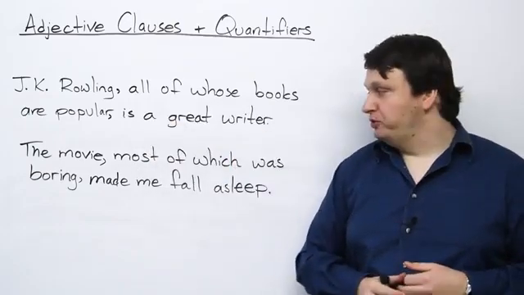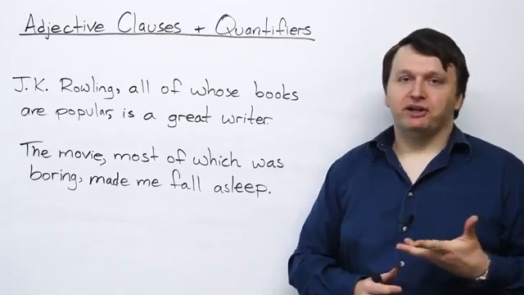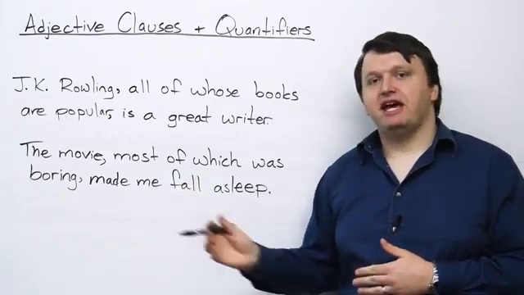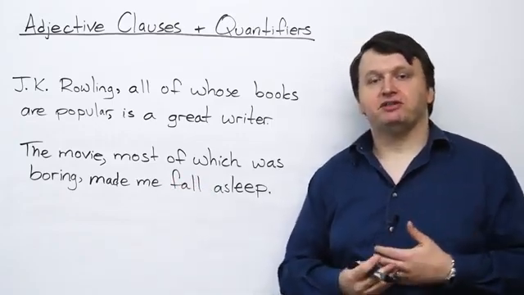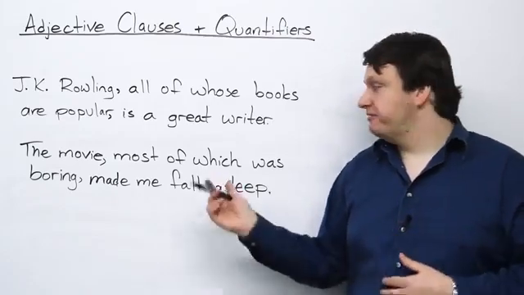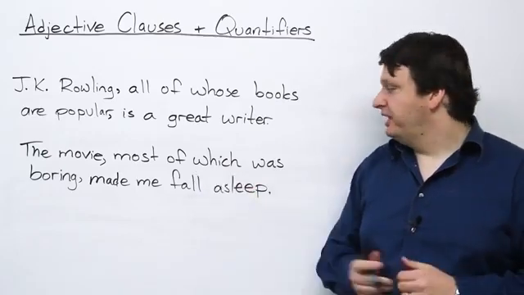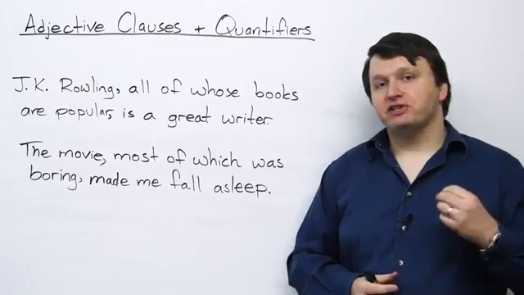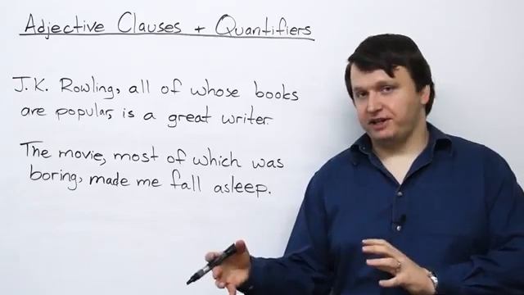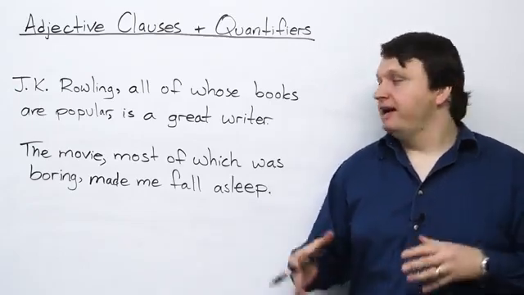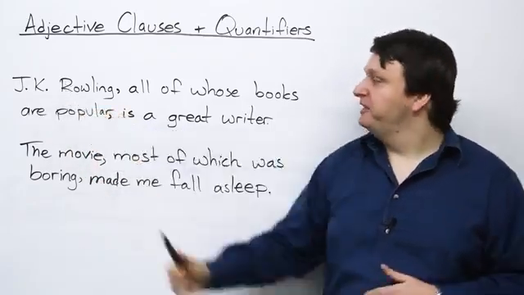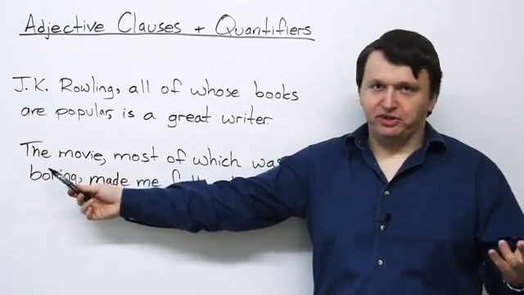In the second example, the movie, comma, most of which was boring, comma, made me fall asleep. So you're saying the movie made me fall asleep, and in the middle part, you're giving extra information, just like a regular adjective clause, and you're saying that most of which was boring. Most of what? The movie, right? Most of the movie was boring. Okay, guys, so just so you understand, you can put the adjective clause with the quantifier at the end of the sentence in the second part. You can also put it in the middle after the subject that you're trying to describe. In this case, J.K. Rowling, the author of Harry Potter. And here you have the movie, whatever the movie was, right?